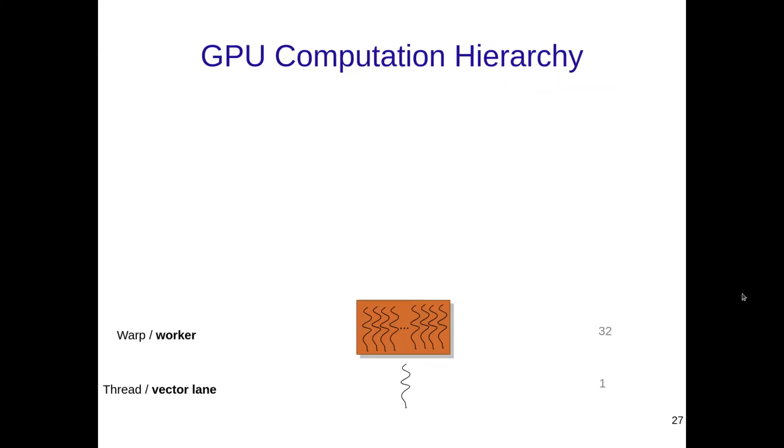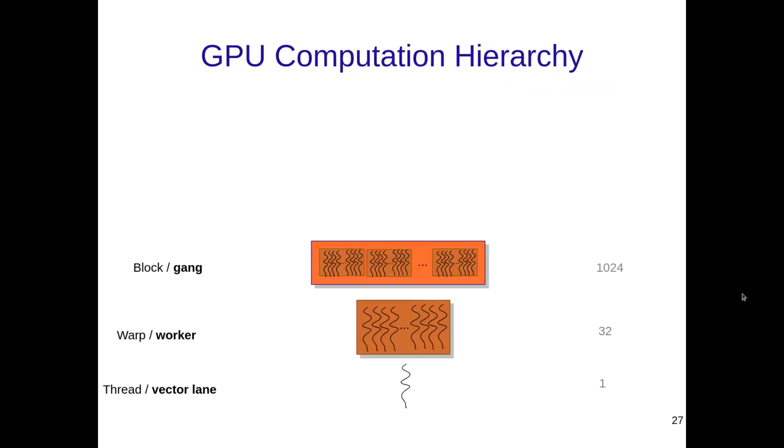So that is a warp level. Multiple such warps, and the typical size of a warp is 32 in NVIDIA GPUs. Multiple such warps together form a thread block or a gang, which are simultaneously assigned to one particular multiprocessor.